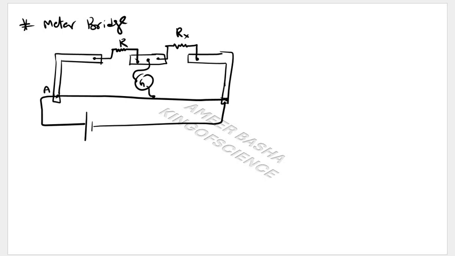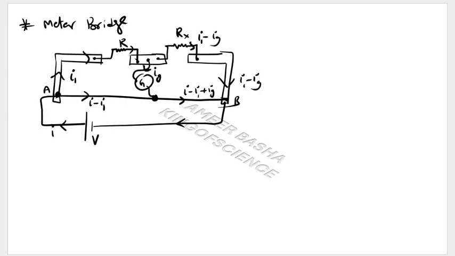Let's say these are the two points A and B. As usual, through the battery there is a current I. After reaching here, there are two paths. Let's say I1 is the current here and I minus I1 is the current here. The I1 current goes here, and after reaching, there are two paths. There is a current Ig through the galvanometer, and the rest of the current, I1 minus Ig, goes here. This Ig after reaching here combines with this, so the total current becomes I minus I1 plus Ig. From here the current I1 minus Ig is coming. After combining, there is again current I.